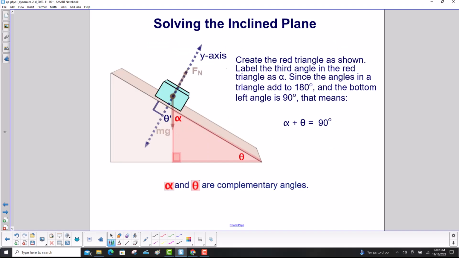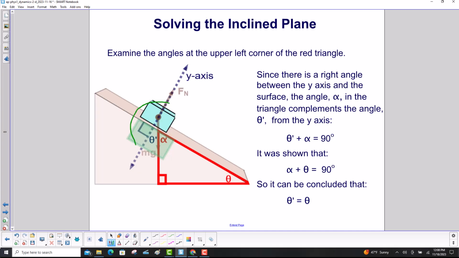Create the red triangle as shown. Label the third angle in the red triangle as alpha. So here's our triangle. Since the angles in a triangle add up to 180, and this angle is 90 degrees, that means alpha plus theta equals 90 degrees. Alpha and theta are complementary angles.